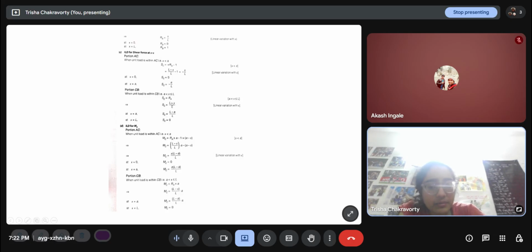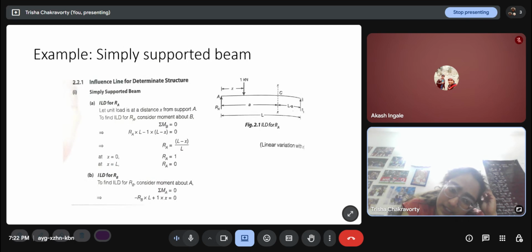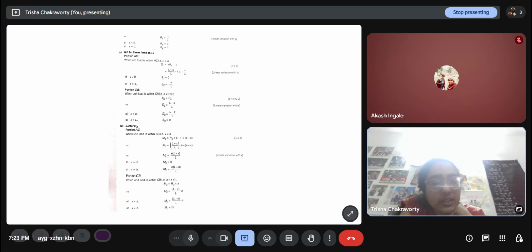Now we have to go to the CB portion. When the unit load is within CB, that is a less than x less than or equal to L, SC is equal to RA, because this 1 kilonewton has moved beyond C. If I'm approaching from the left side, by the time I've reached C, I have only seen this RA. The 1 kilonewton is on that side, so it does not come into the calculation. So it is equal to RA, that is (L minus x) by L. Again, I put the end values. At x equal to a, it is (L minus a) by L. At x equal to L, SC is 0.